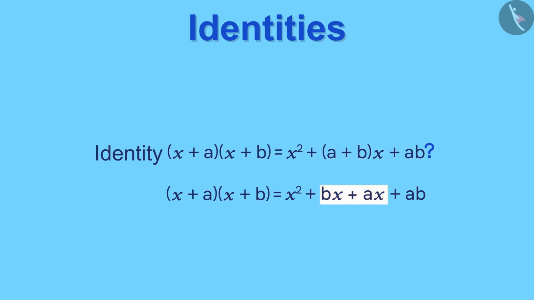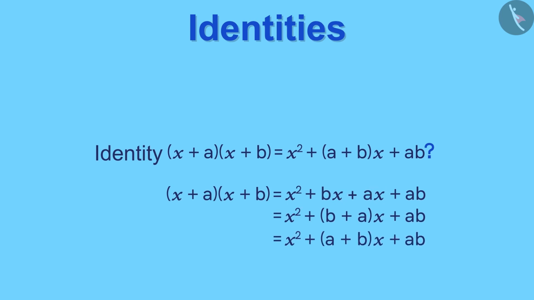When we look at these two middle terms, we can see that they both have variable x in common. We can take that x as common and write it like this. And now, we can see that this is the same as the right-hand side of this identity. Therefore, this given expression is an identity.